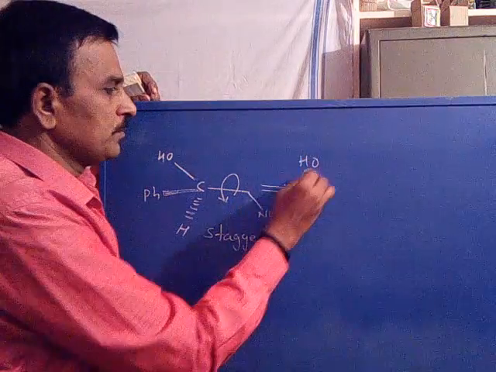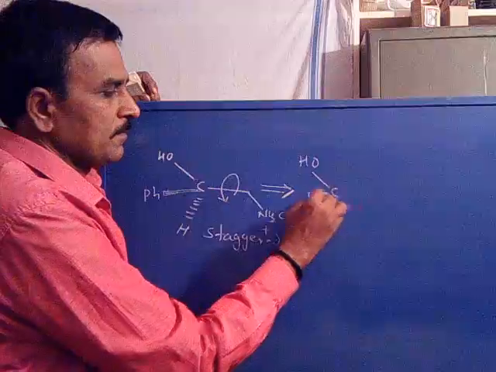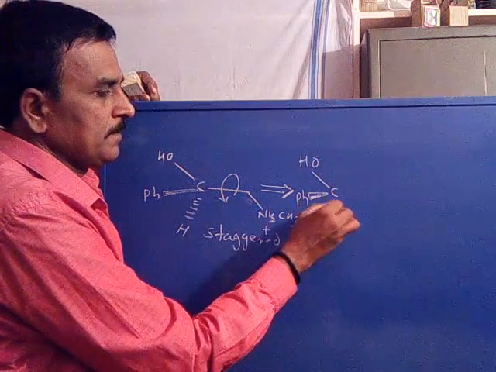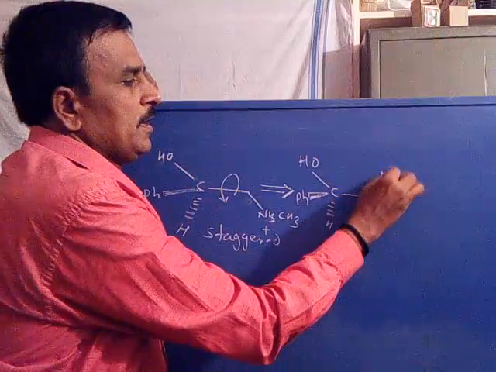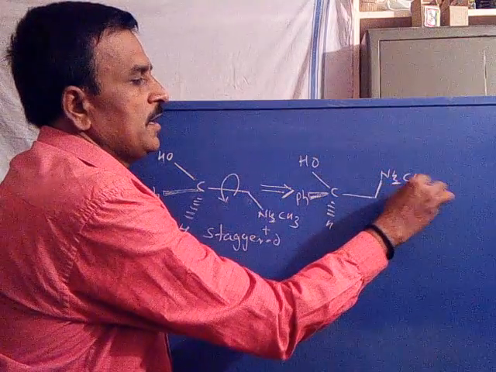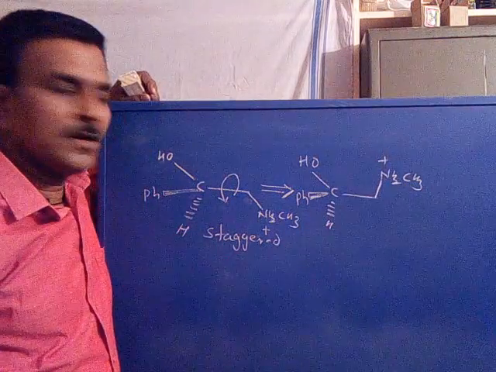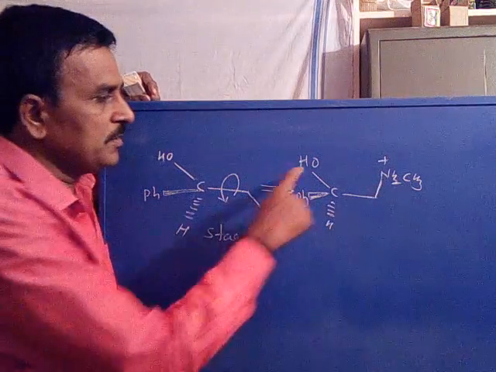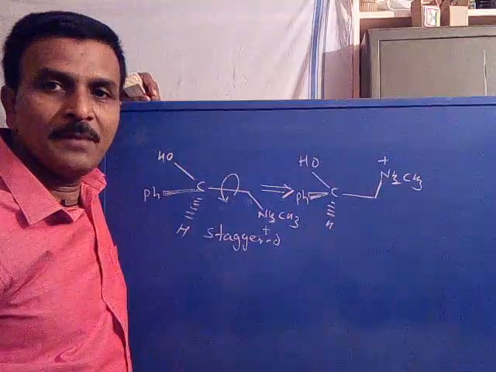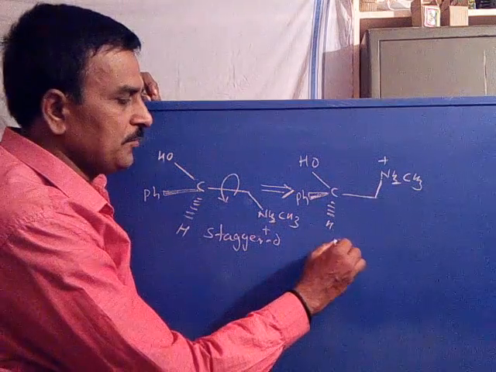This is HO, carbon, phenyl ring, hydrogen, NH2CH3 with a plus charge. Now this is eclipsed, where the OH and NH2 plus groups are on the same side. This is eclipsed.